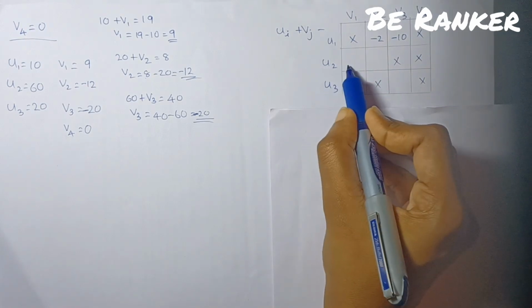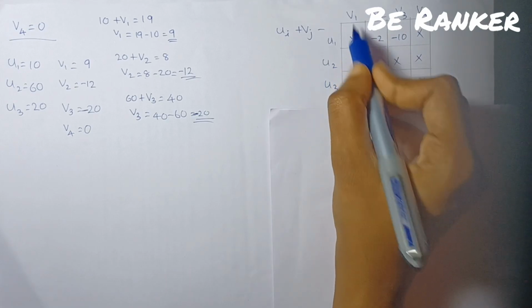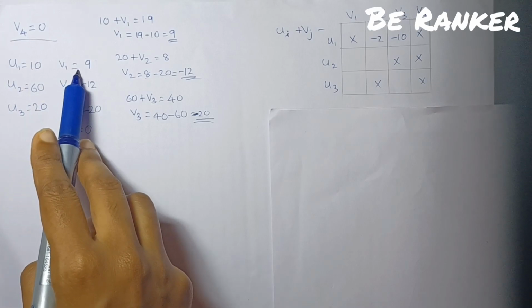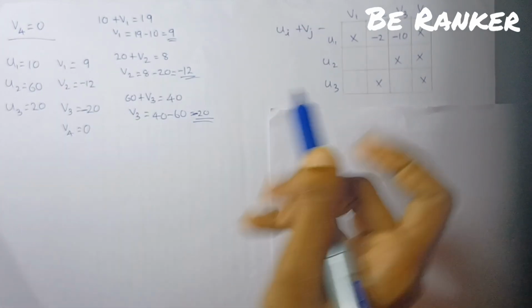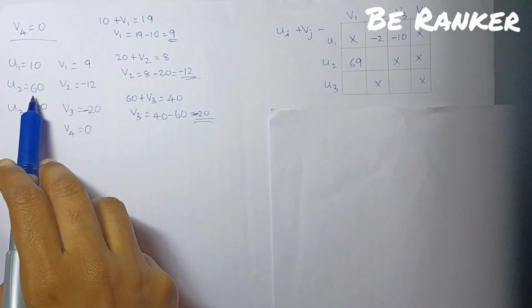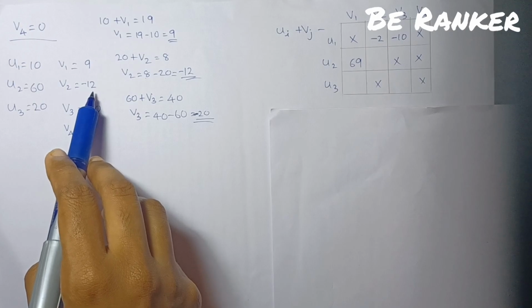Then next here U2 plus V1, U2 row and V1 column. U2 is equal to 60 and V1 is equal to 9. 60 plus 9 is equal to 69. Here U2 plus V2. 60 plus minus 12. 60 minus 12. That is 48.